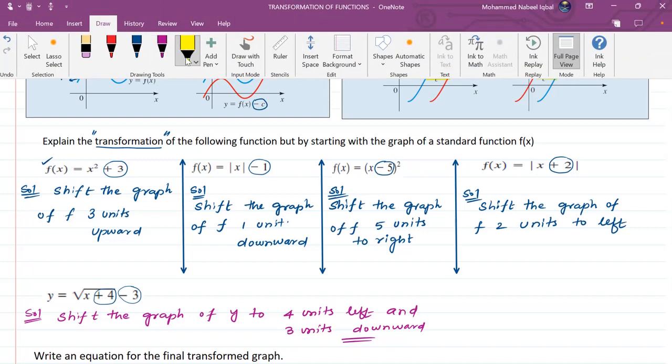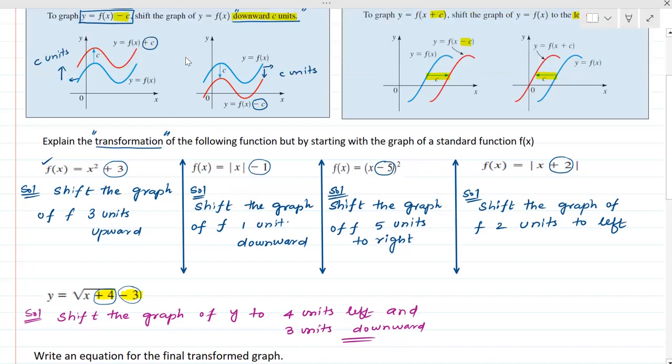Before, it was only a single translation. It was only 3 units up. With minus, it is down by 1 unit. With minus 5, it is right by 5 units. If it is plus 2, it is left by 2 units. But here it is 4 units left and 3 units downward.